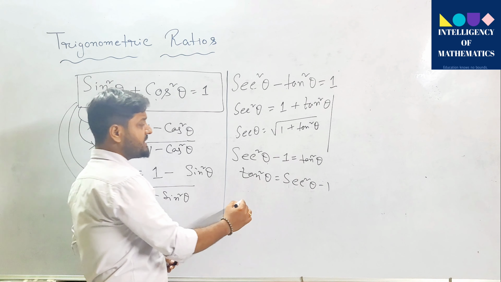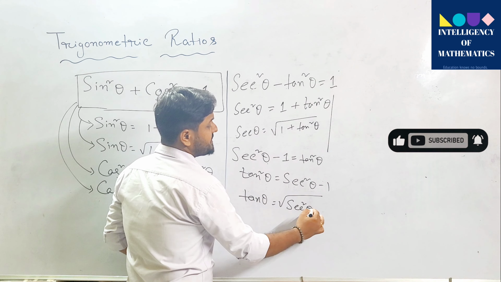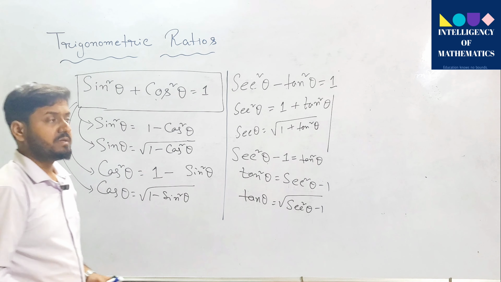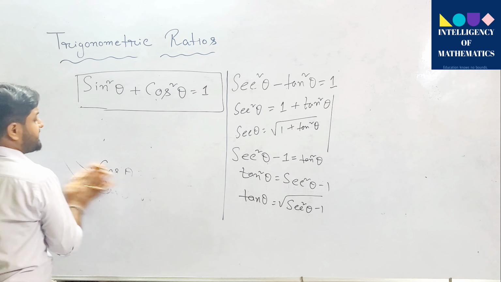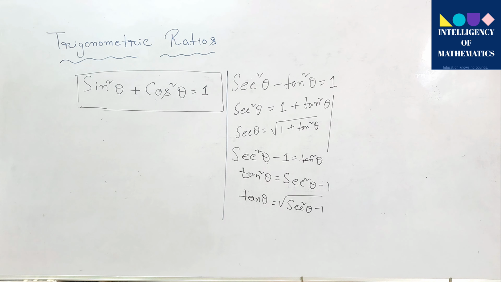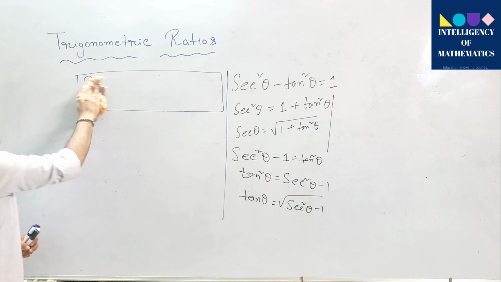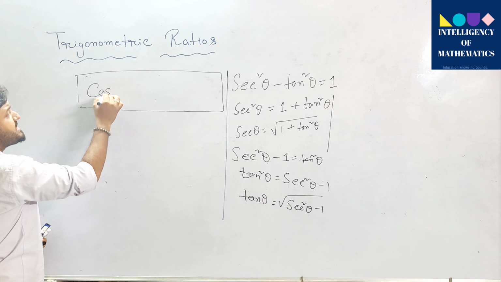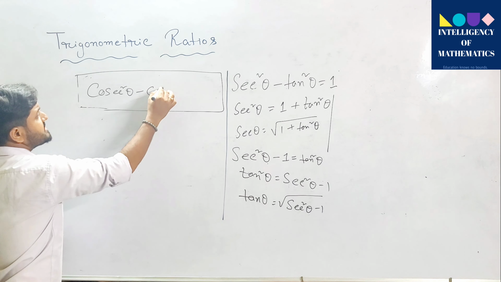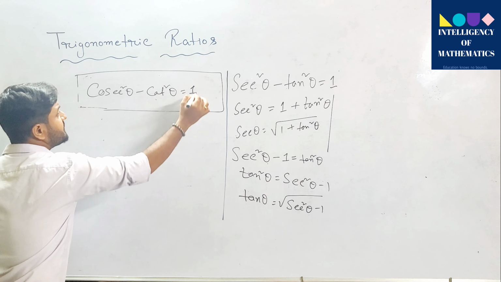Now if we need only tan, you will give a root under, we will get sec square theta minus 1. These are the 2 identities. One more is there. The third identity is between cosec and cot. So the third identity is cosec square theta minus cot square theta, which is equivalent to 1.